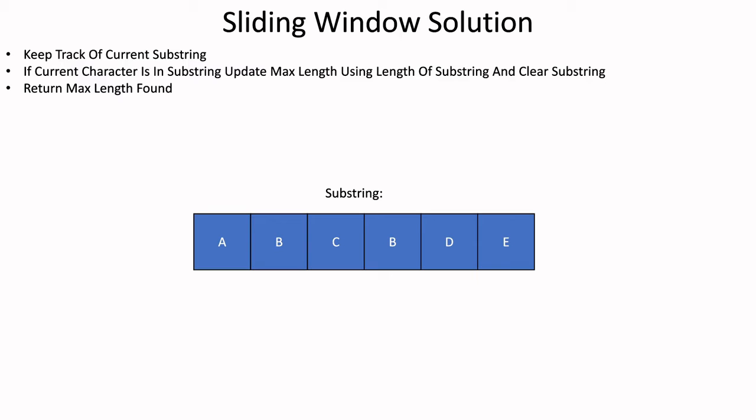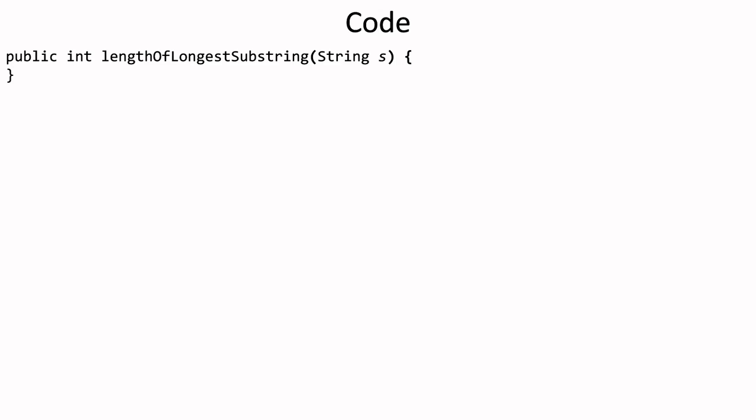So, in this example, you're given the string ABCBDE. So first we add the first letter, which is A, to our substring. Then we add B and C. And then we reach B. And since B is already part of our substring, we move the beginning of the substring until B is not present twice. Now that B only occurs once, we can go forward again, and we add D and E. The largest substring we witnessed is length 4.